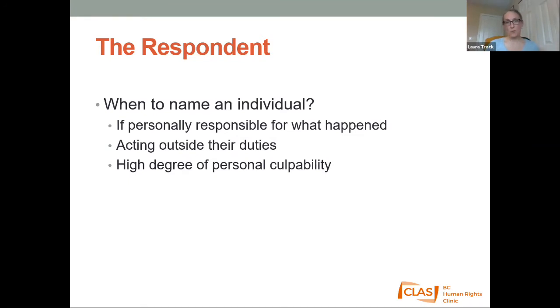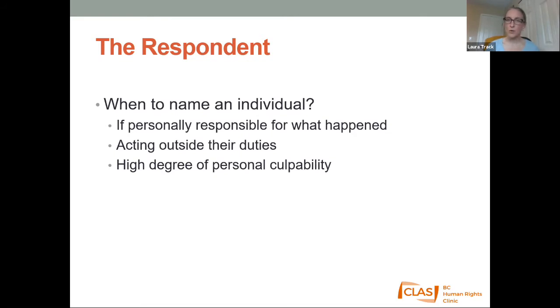Sometimes it's also appropriate to name an individual as a respondent. It's appropriate to name an individual as a respondent when they are particularly responsible for the discriminatory conduct, if they were the directing mind of what happened or personally responsible for the treatment. The classic example of when an individual is liable for discrimination is in harassment type situations.